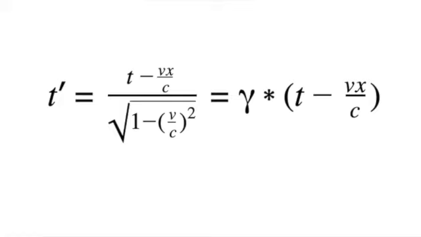And we also have the change in t, where t prime is equal to t minus vx over c squared, all times gamma, where gamma equals 1 over the square root of 1 minus v squared over c squared. The Lorentz transformation also results in a couple things: time dilation and length contraction.